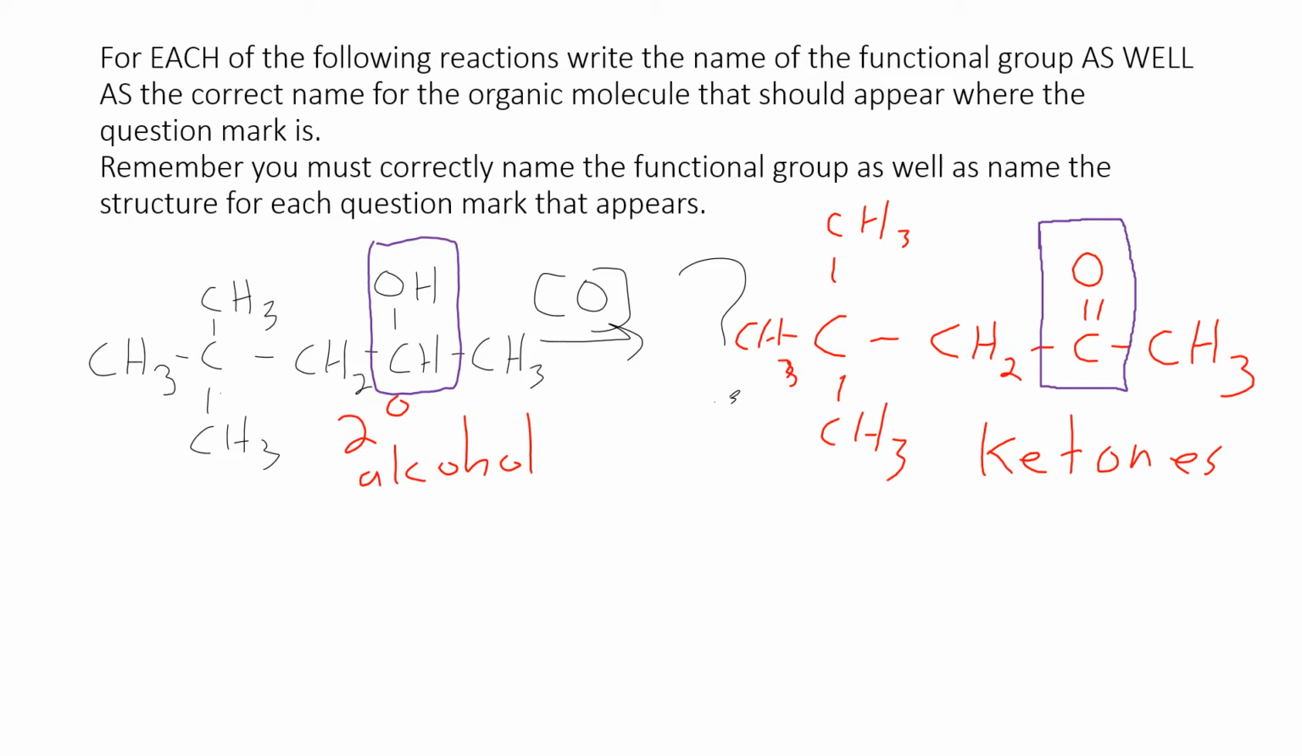After you have successfully written out the structure, then it's just a matter of answering the questions that are asked. So we wrote down what that question mark structure is. That's the ketone that we wrote. So now to get at the question: for each of the following reactions, write the name of the functional group as well as the correct name for the organic molecule that should appear where the question mark is.